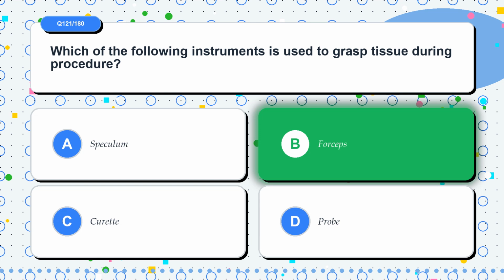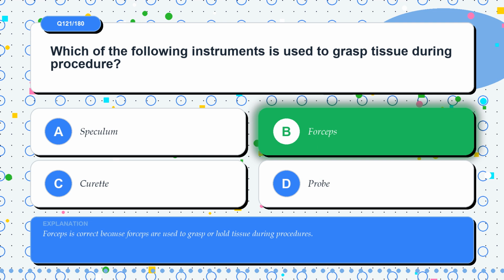The correct answer is option B, forceps. Forceps is correct because forceps are used to grasp or hold tissue during procedures.